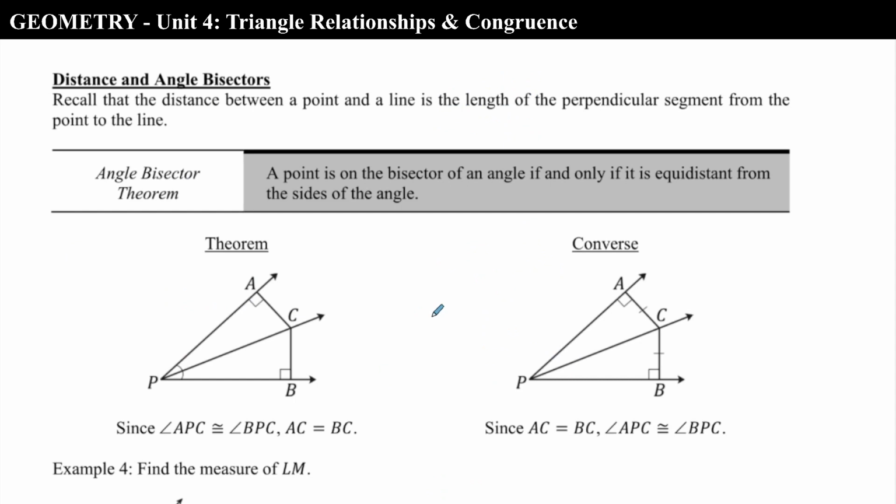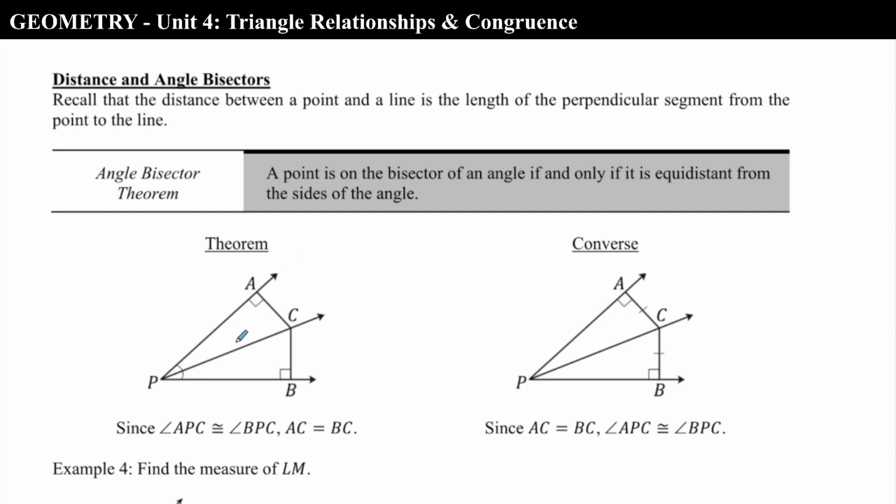All right, so now we've seen how it works with sides. Let's talk about what this does for us for angles. If we bisect the angle, okay? Recall that the distance between a point and a line is the length of the perpendicular segment from the point to the line. So the angle bisector theorem states a point is on the bisector of an angle if and only if it is equidistant from the sides of the angle. So again, we have an if and only if.